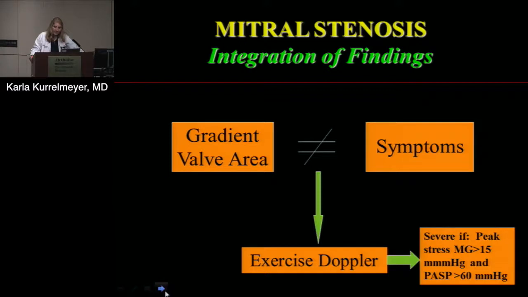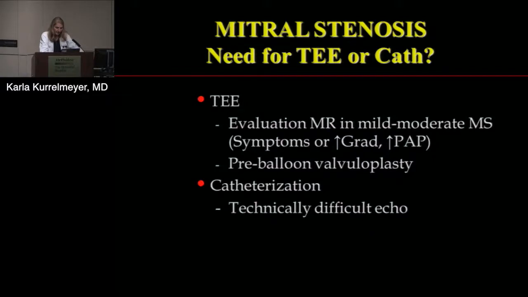You're trying to demonstrate it's severe if you get that peak stress mean gradient more than 15 millimeters across that valve, or if you get the pulmonary artery systolic pressure more than 60. That's what you're trying to demonstrate. Usually these people start with a mean gradient less than 5 and a PASP that's less than 50. So you're trying to demonstrate those two things, and then that'll tell you whether or not this is functionally significant for that particular patient. What is the role for TEE in mitral stenosis?